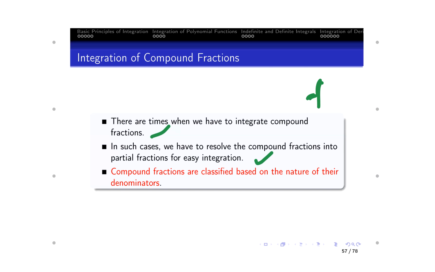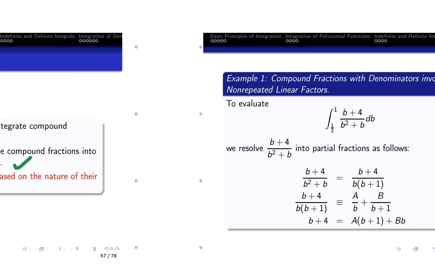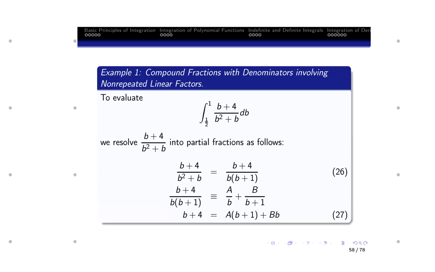So compound fractions are classified based on the nature of their denominator. So the type of compound fraction you're dealing with is differentiated by the nature of the denominator. So we're going to look at this one after the other. We have four types looking at the denominators. And the very first one is compound fractions with denominators involving non-repeated linear factors.